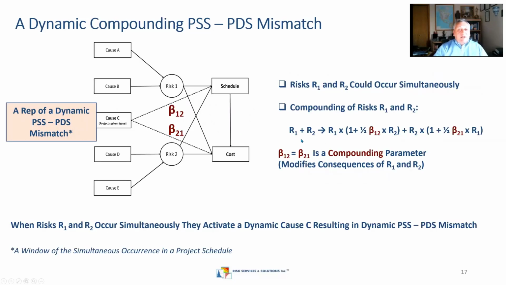And the last type of interaction is compounding. Here we have cross interactions, but two equal risks, R1 and R2, might happen simultaneously, which should be shown in the schedule when you see that two risks might happen in the same period of time. And due to amplification, the compounding parameter will lead to a situation where the sum of risk 1 and risk 2 would be much bigger. It will be a nonlinear expression here, right?